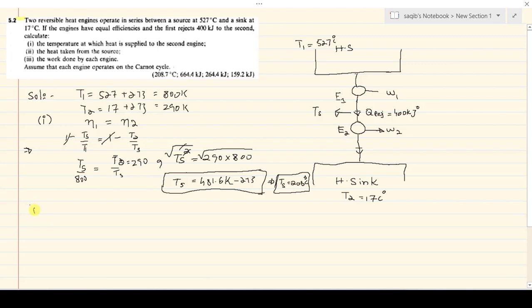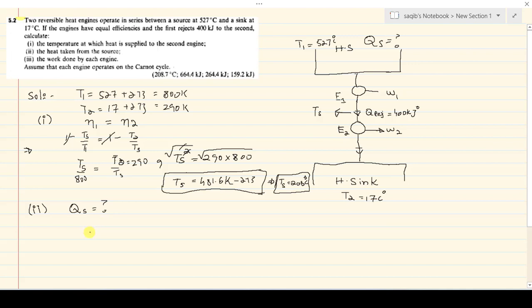The next part of the problem 5.2 is the work done by the heat taken from the source. So we have to find the heat source, Qs. Before finding this heat source, from which heat is taken continuously and delivered to engine 1, we must be familiar with its efficiency.